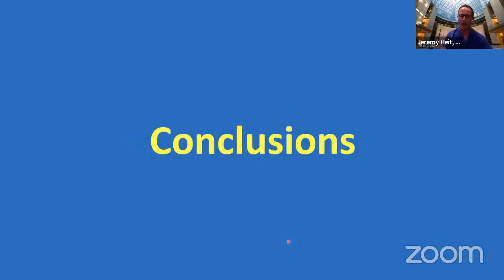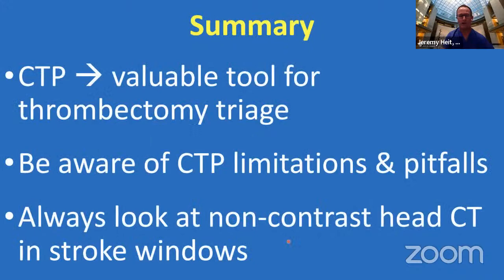Okay. So that's a lot of information we talked about. And just to wrap up before we answer any questions. So CTP, it's really quite a valuable tool for evaluating patients for thrombectomy triage, particularly as we talk about transferring patients between institutions. We talked about the limitations and some of the pitfalls of CTP. And I think the biggest thing I can remind everybody is always look at that non-contrast CT. That's really, really critical to make sure we don't make an error in our interpretation. And I think that this is something that's really useful to us.